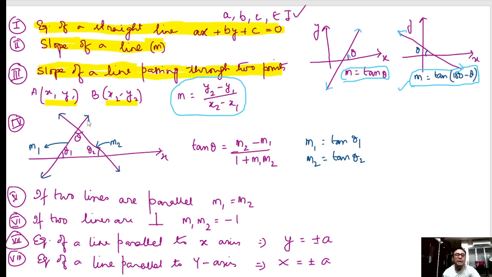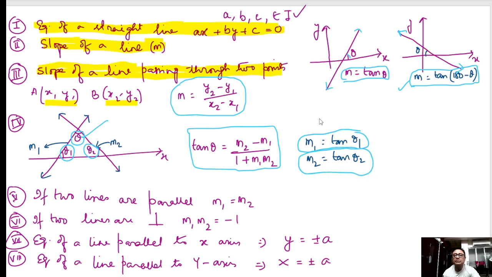Next, if there are two lines which are making angles theta 1 and theta 2, and they are inclined at an angle theta, what is the angle between the two lines? This is how you have to find it. M1 will be tan theta 1, and M2 will be tan theta 2. This is how you find M1 and M2, and then put them in this formula. You will get the angle between two intersecting lines, that is theta.